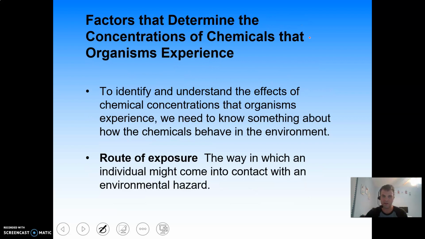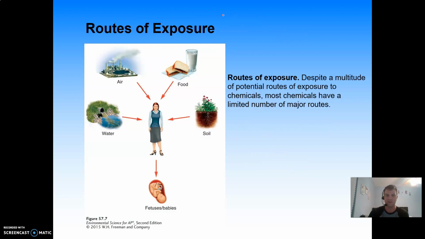So, factors that determine the concentration of chemicals that organisms experience. To identify and understand the effects of chemical concentration, we need to know something about how the chemical behaves in the environment. So this is where we'll look at the route of exposure, which is the way in which an individual might come into contact with an environmental hazard. So if we know lead is harmful, how are people going to get lead in their system? Is it coming from the pipes that the water is being transported in? Is it coming from the paint they're using in their houses? Is it coming from the lead in the gasoline that they're pumping into their cars? What is the route of exposure?